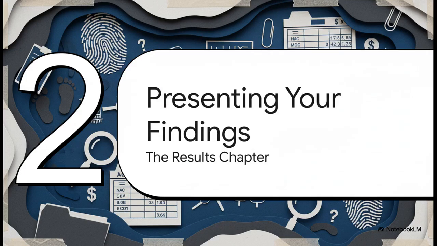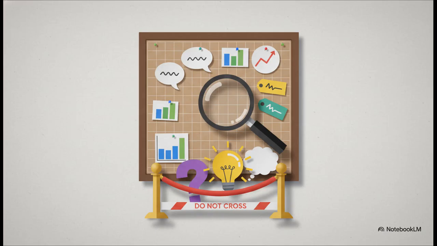Okay, so you've done the hard work, you've sifted through the clues, and you found your themes. Now it's time to write that results chapter, which is usually chapter 4. And guess what? Your detective hat is staying on for this part. Your only job here is to lay out the evidence, plain and simple. Look, this chapter has one job. That's it, just one. To present what you found.